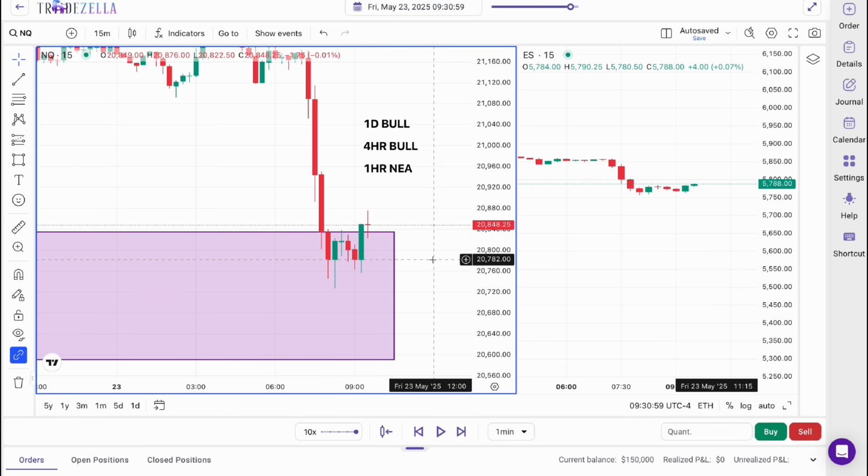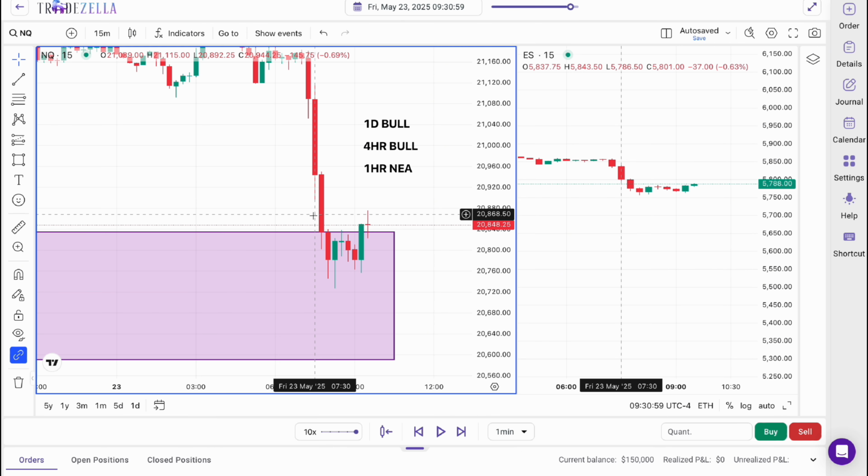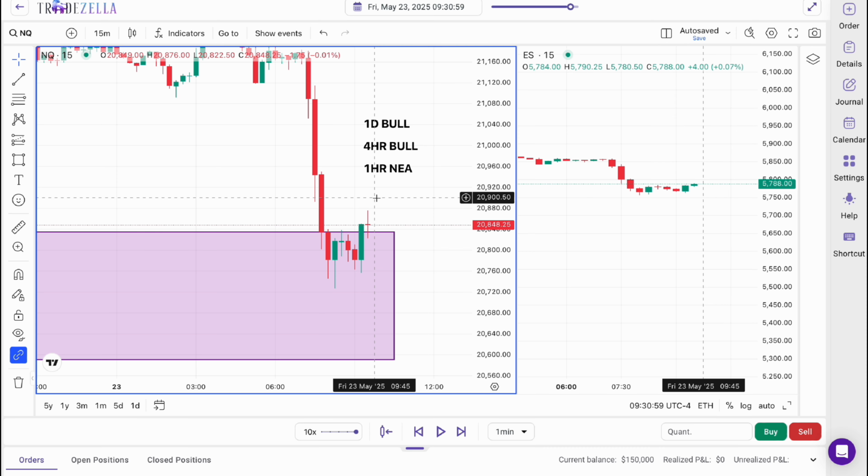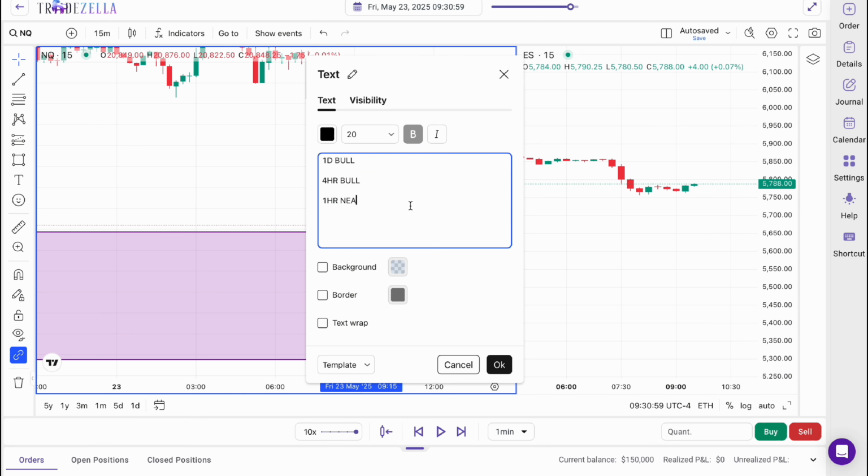So looking at the 15-minute time frame, we're currently trading out of a 15-minute bullish imbalance and a 15-minute bearish imbalance. Therefore, our bias is also going to be neutral on the 15-minute time frame.